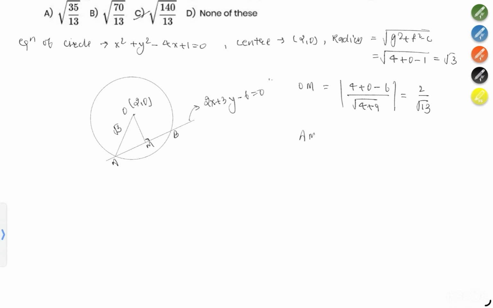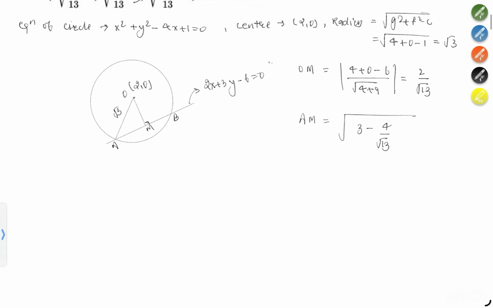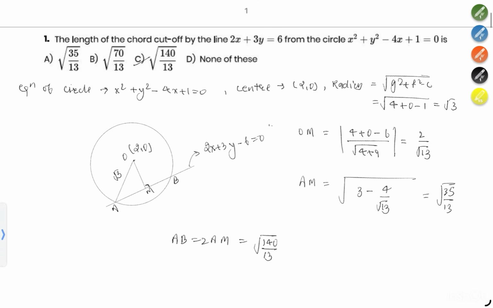So AM we got, which is square root of radius squared 3 minus 4 by 13. If you simplify it, you get that it is nothing more than root 35 by 13. So we got the value of AB, which is 2 times AM, which equals 2 root 35 by 13. Therefore, C is the correct answer that we got here. Okay, now let us move to the next question.